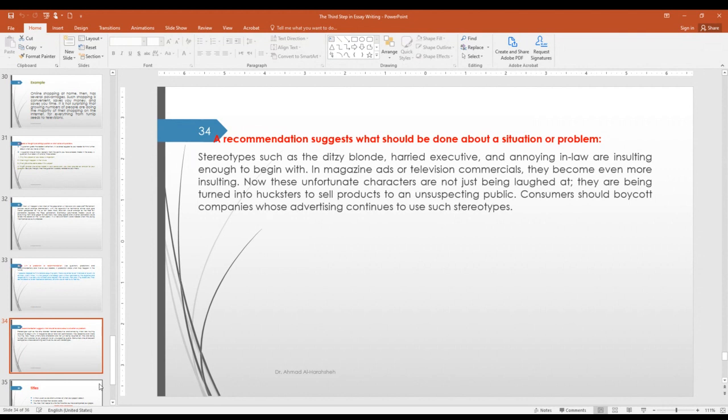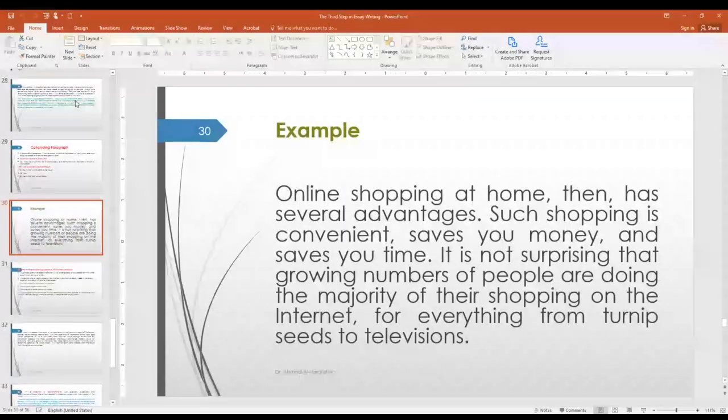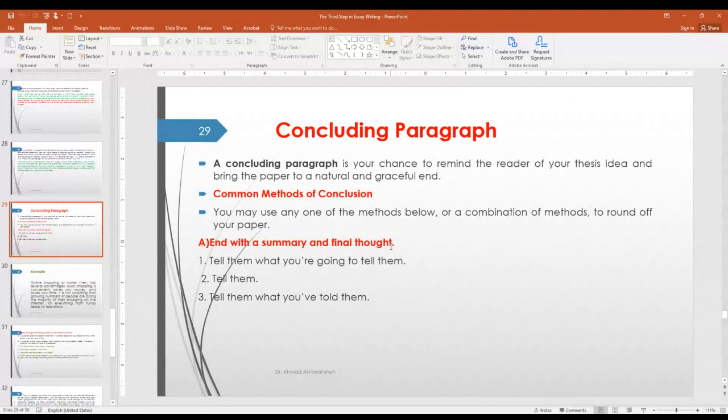This is a good topic, by the way. So have you got the idea of the concluding paragraph? Now, I will just remind you. When we write a concluding paragraph, your concluding paragraph is the last paragraph of your essay, and it should summarize the main idea or the lesson or the topic that you are going to tell your reader.